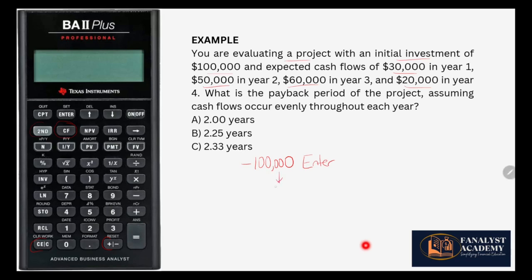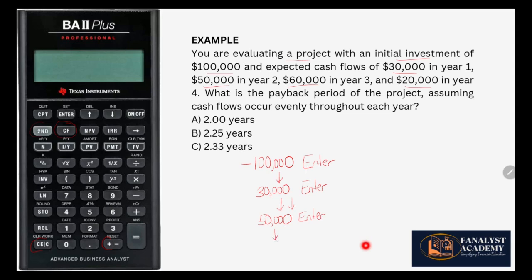Now we'll press arrow down. We see C01. So we'll put the cash flow at year 1. So the cash flow at year 1 we have is 30,000. So we're putting 30,000. And we are pressing enter. Once we do that, the calculator will display for us C01 equal to 30,000. We'll press arrow down. We see F01. We'll press arrow down again. Then we'll see C02. Once we see that C02, we'll put the second year cash flow. So the second year cash flow here is 50,000. So we'll type 50,000. We'll press enter.